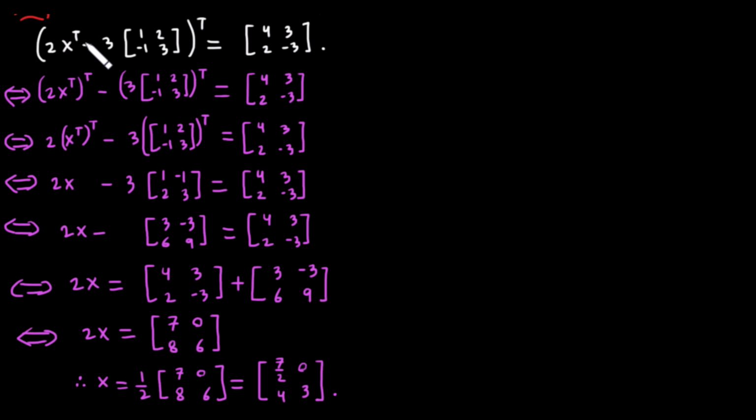So we distributed this transpose, and when we distributed and arranged it, it became like this. And here it's very simple. We multiply 3 by this matrix, then it becomes like this. Then we take this side to the other side, like here. Then we add these matrices here. It will become like this. Then we divide by 2 on both sides. That's why here half. Then we multiply each element here by half. It will become like this.